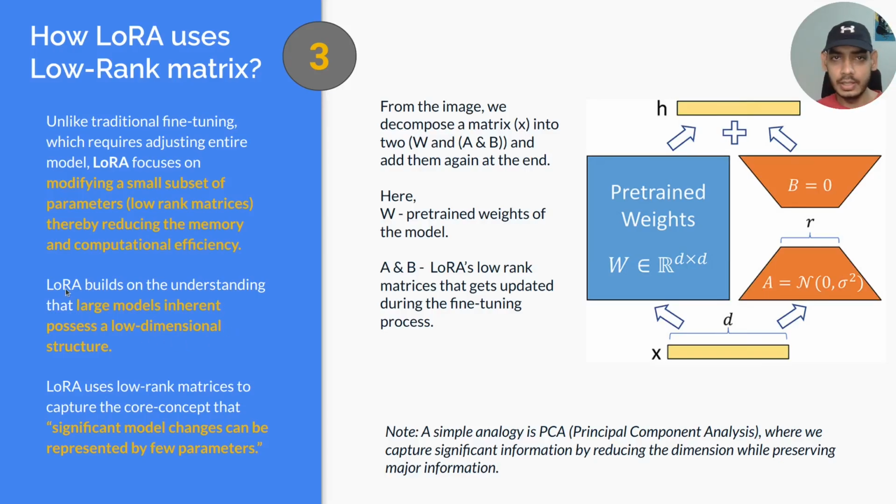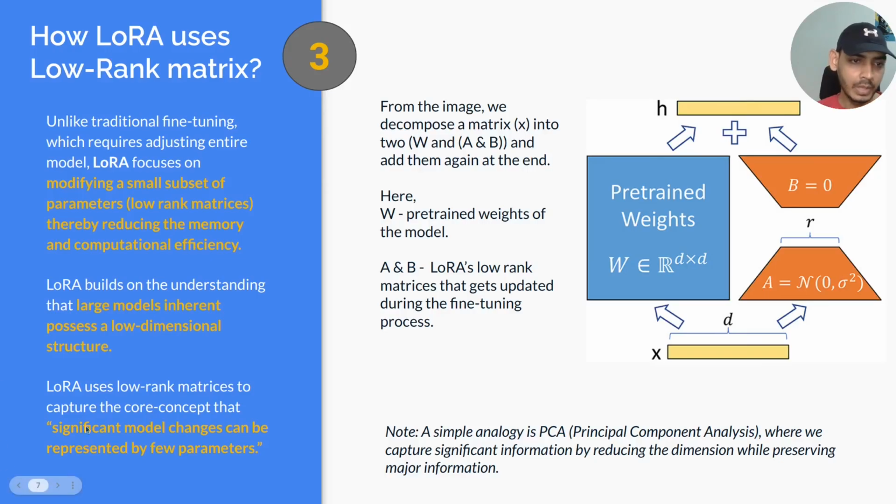There is a basic understanding here: it builds on the idea that large language models inherently possess a low dimensional structure. To give an analogy, in PCA, principal component analysis, we have higher dimension data and we try to reduce it to smaller dimension data. While doing that, we try to retain as much information as possible, such that the model is able to capture the nitty-gritty details of the data. That's what this refers to: large models possess a low dimensional structure, and we are trying to capture that low dimensional structure from a large model.